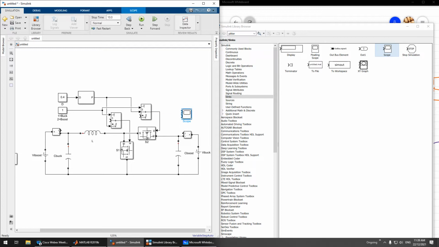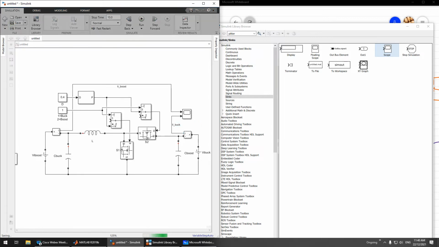So this one and this one. So this one is I_L boost, and another one is I_L buck. So make sure of the direction, this one goes out. Why is the direction important? We want to look at the charging and discharging direction.